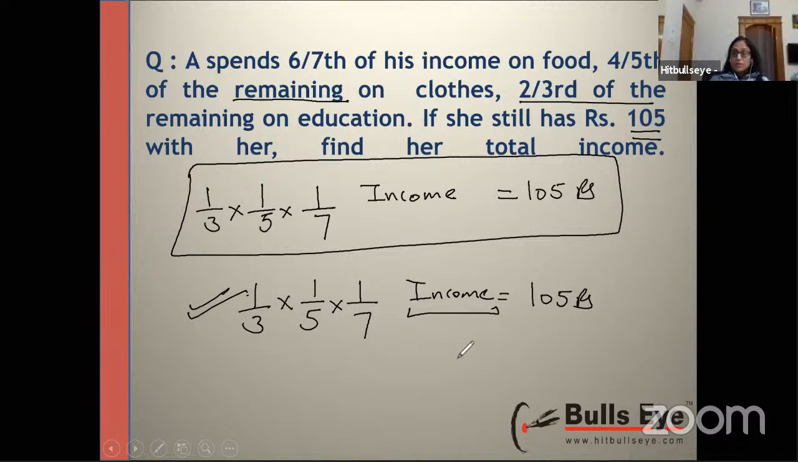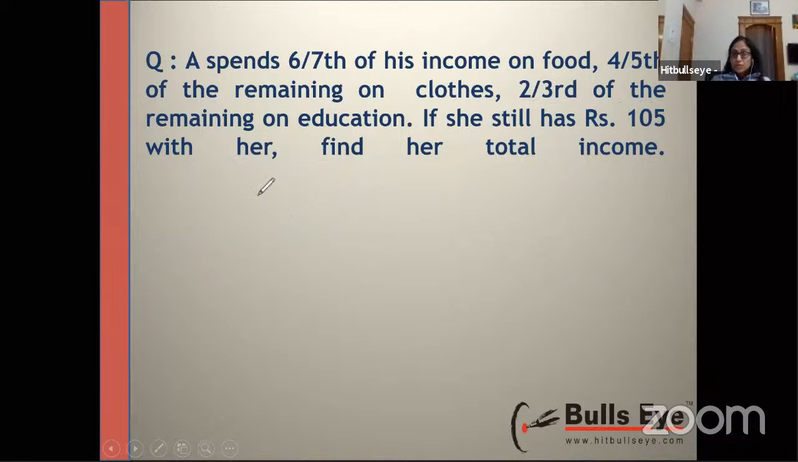Okay, great. So now the calculation part. How do you handle the calculation from this stage? So I'm clearing it up. We noted down the complements: 1/7, 1/5, and 1/3. All right. Of the income, I'm writing it as I is equal to 105.